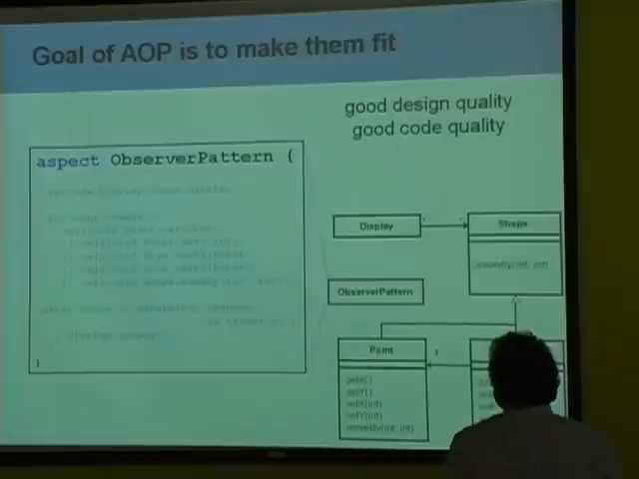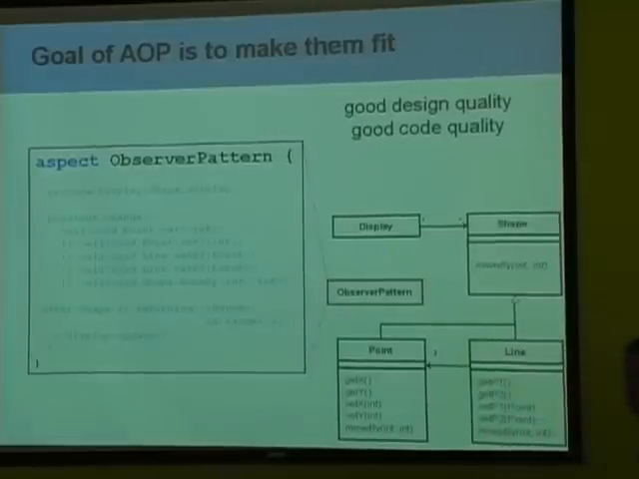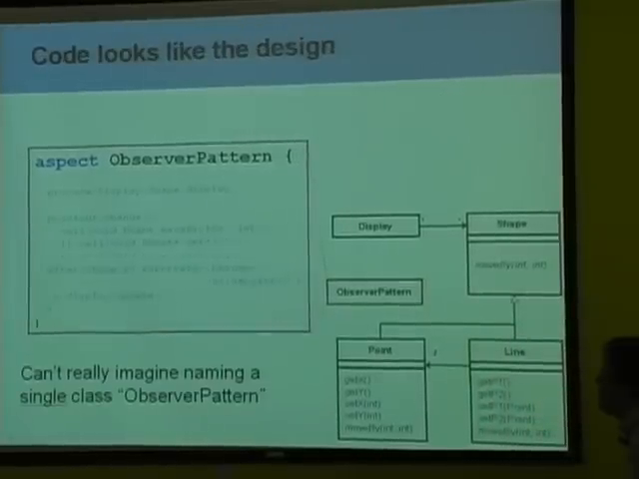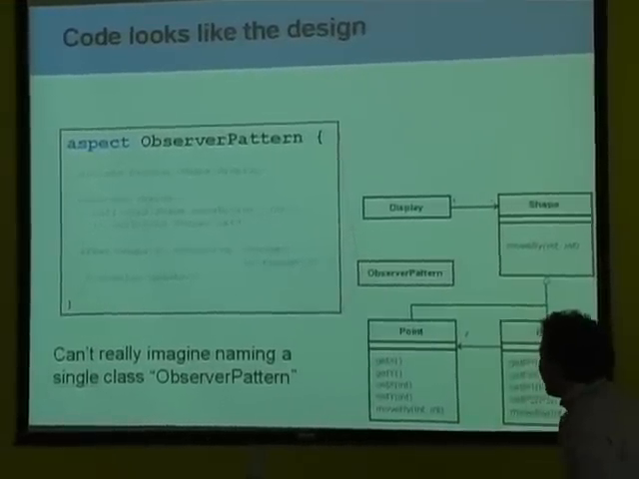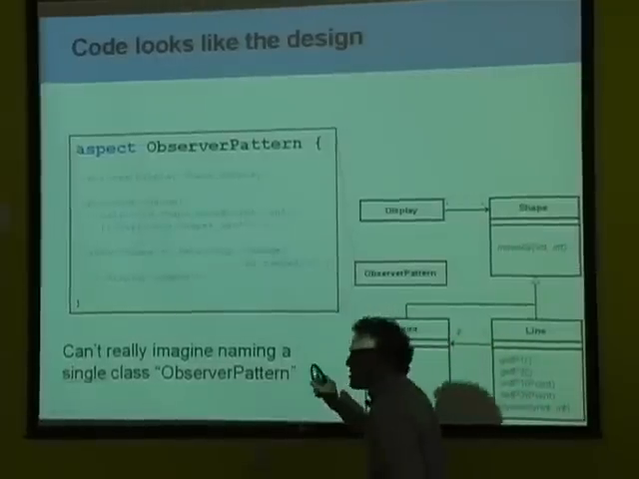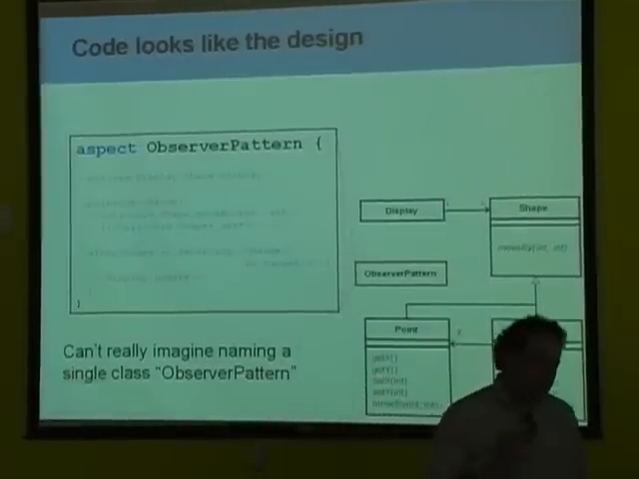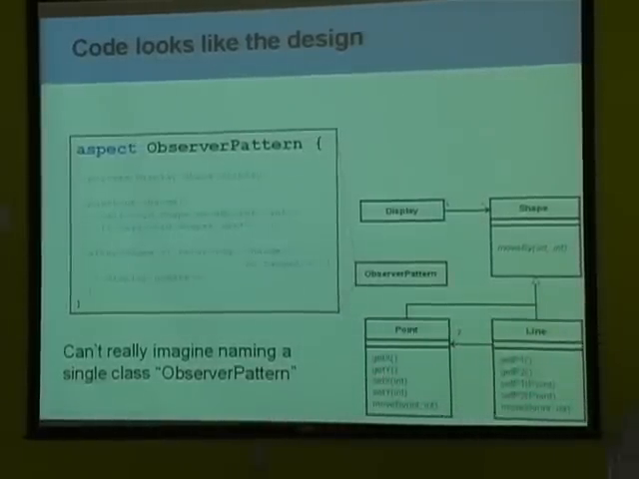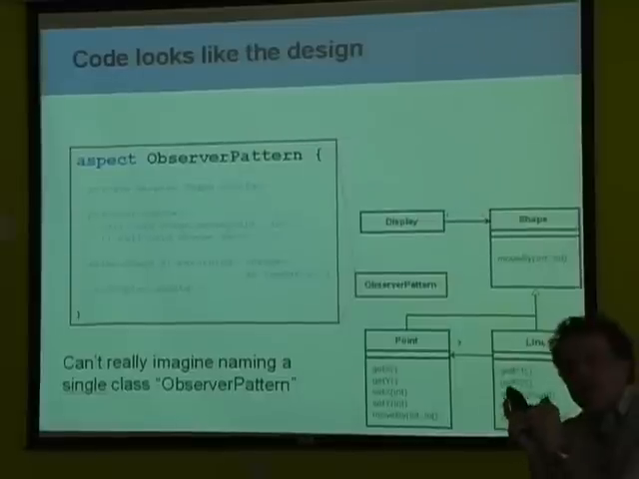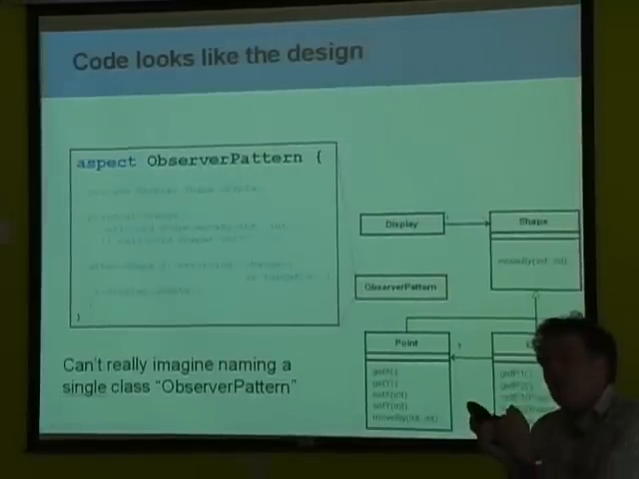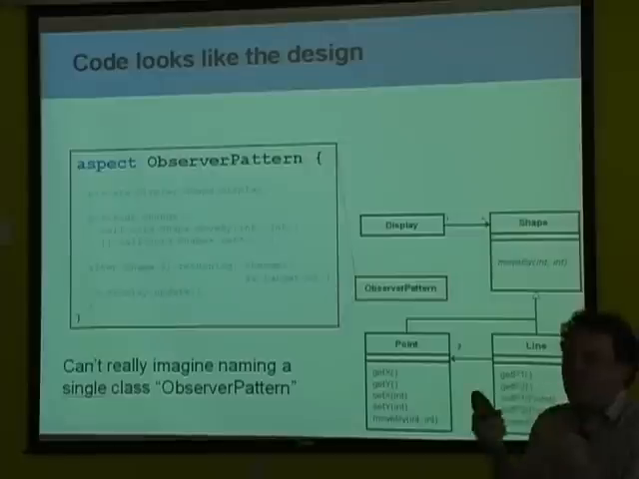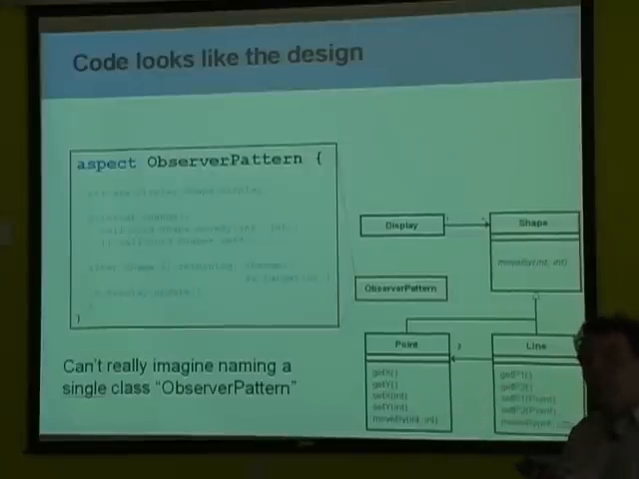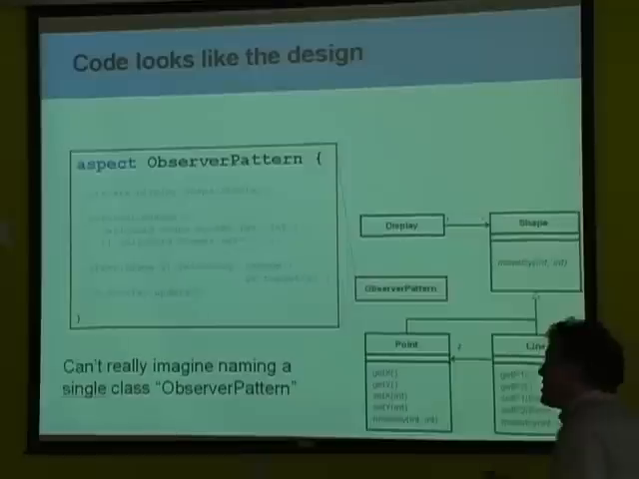And if this works, then you kind of get that good design quality and good code quality back. This just shows that there's another way of coding it. And I've got this point here just to point out that already you could sort of see that there's something here that's not quite like objects or quite like procedures, because you can't name a single class observer pattern. I mean, obviously you can, right? But you can name the class observer pattern, but then there's nothing really to put in it that implements the observer pattern for the entire application.